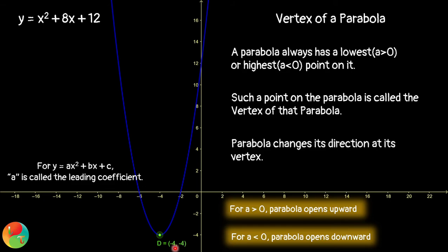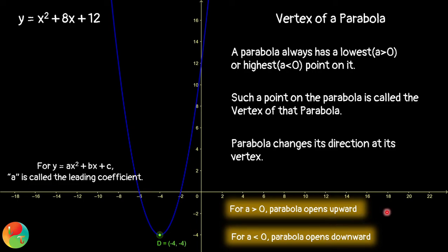Now one more thing that you can notice is that the parabola changes its direction at its vertex. So how do we say that the parabola changes its direction at its vertex? If you travel from left to right, meaning from the negative x-axis towards the positive x-axis, you'll see that the parabola is decreasing up to a point beyond which it starts increasing. So there must be a point beyond which the parabola changes its direction. This point is called the vertex.